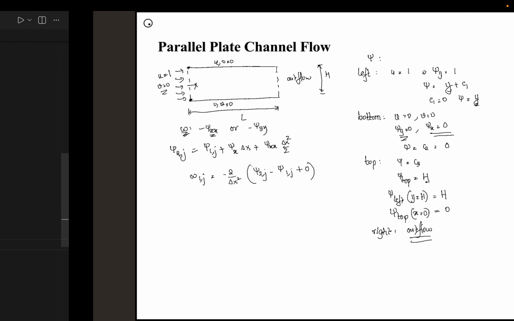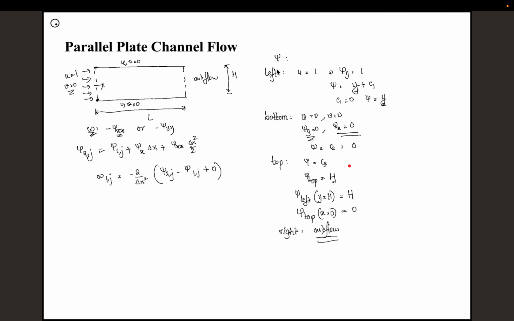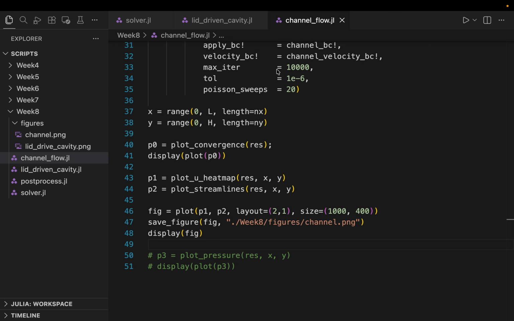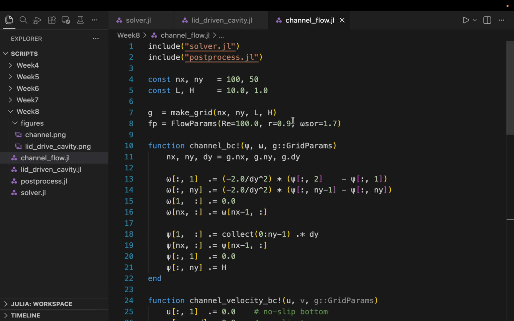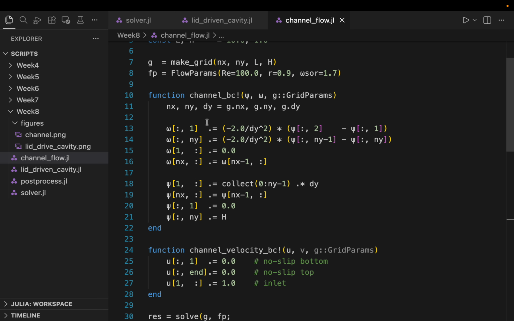The only difference from the previous problem is how we implement the value of psi here. That would be the only difference. Instead of keeping 0 everywhere, because we have an inlet condition here and it has to satisfy continuity without giving any singularities, we need to enforce a different constant value on the top and bottom. This was not a problem in the previous case because everywhere it was 0. So everything remains the same except for these boundary conditions.